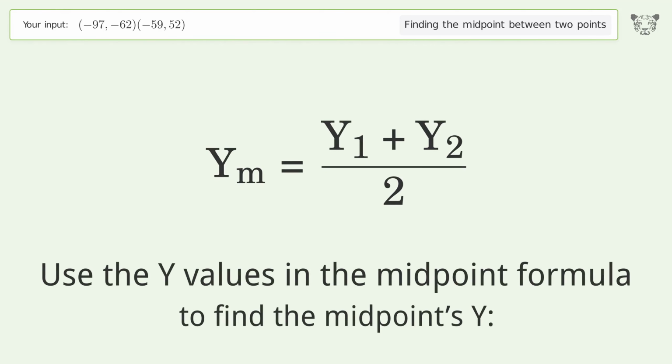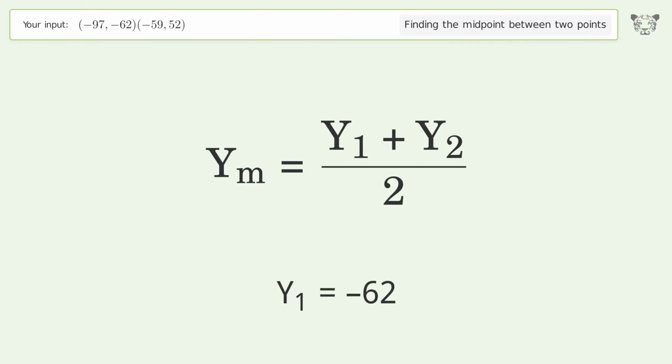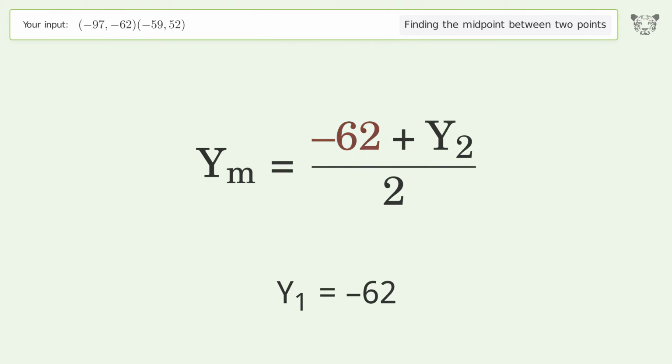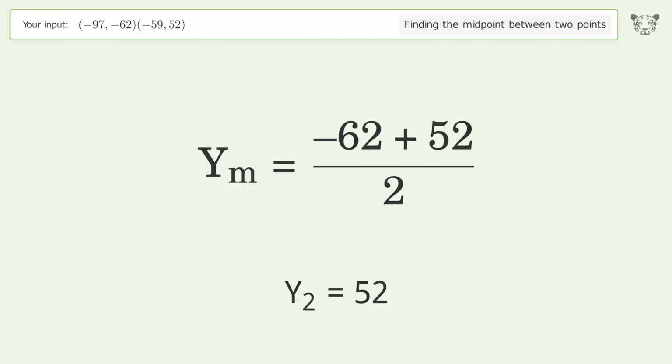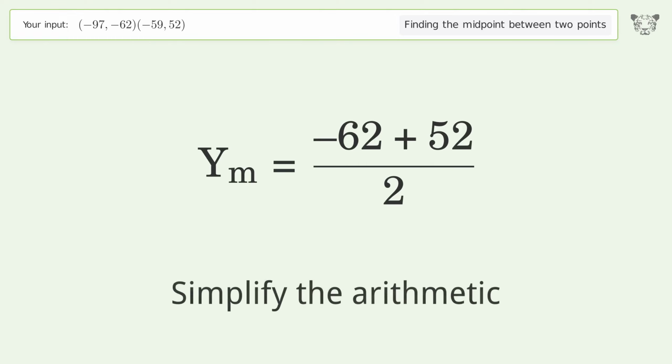Use the y values in the midpoint formula to find the midpoint's y. y1 equals -62. y2 equals 52. Simplify the arithmetic.